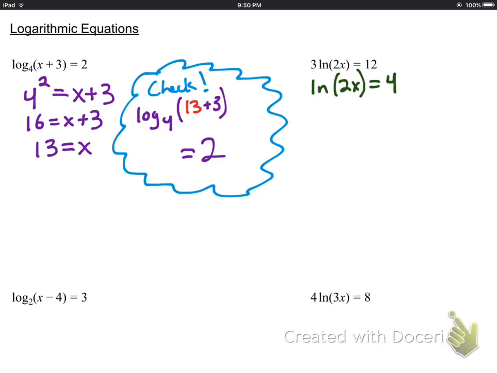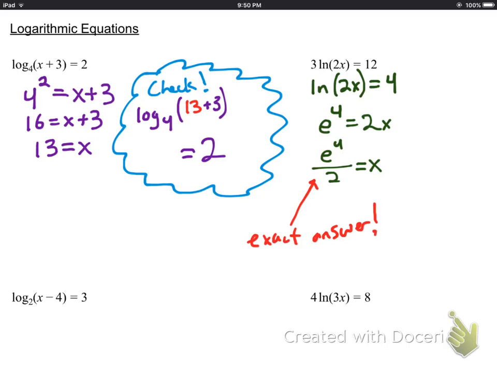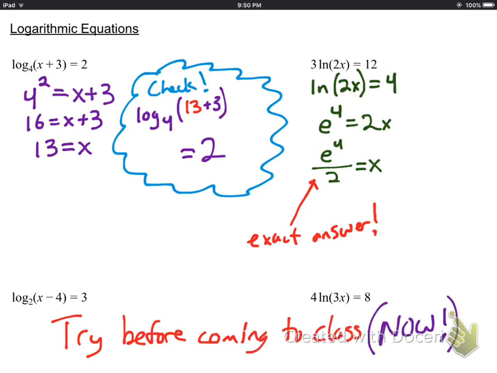Alright then, moving on. So remember, it's log base e, so we're just going to convert it into exponential form like we did before, and that right there, e to the 4th over 2, that's the exact answer. And that's what I would typically want. You can type that in a calculator and find an approximation if you'd like. So go ahead and try these two before coming to class, and again, I would say pause the video and try them right now while it's fresh in your mind. You will learn best by doing that.